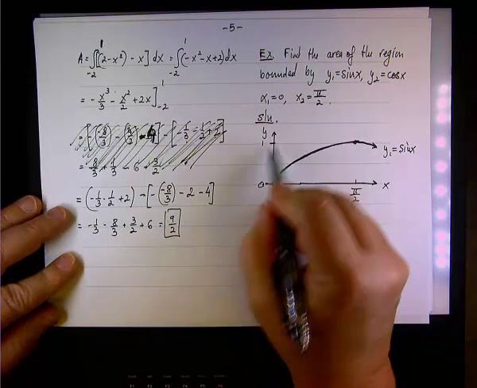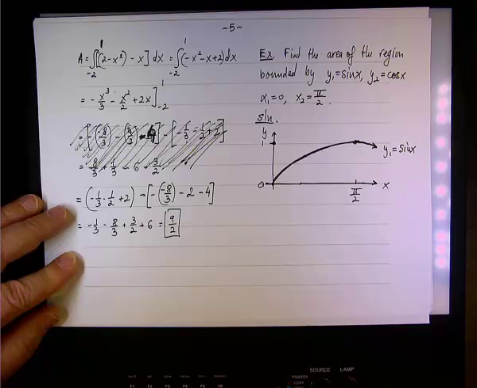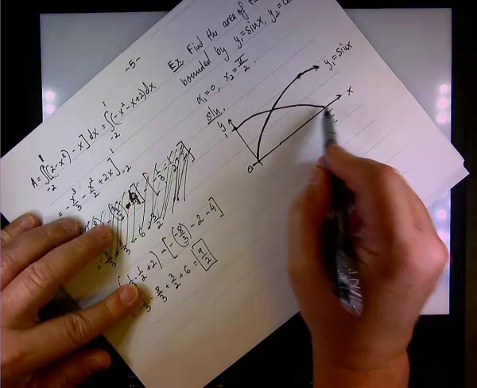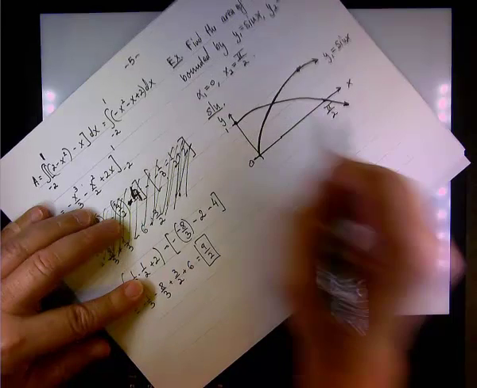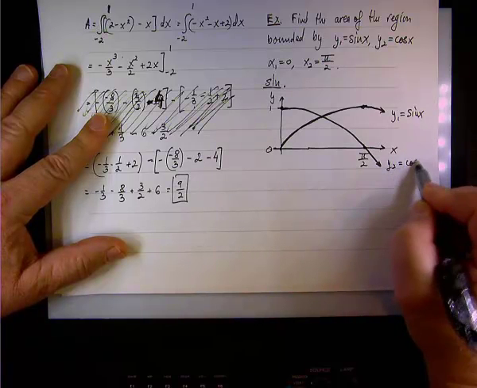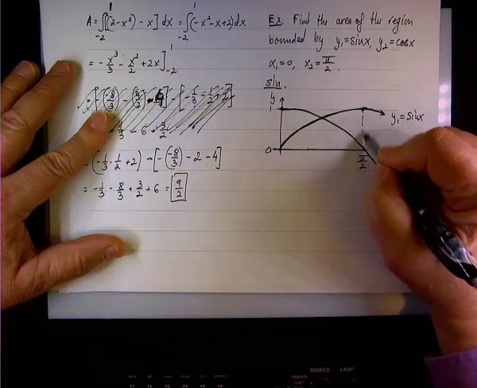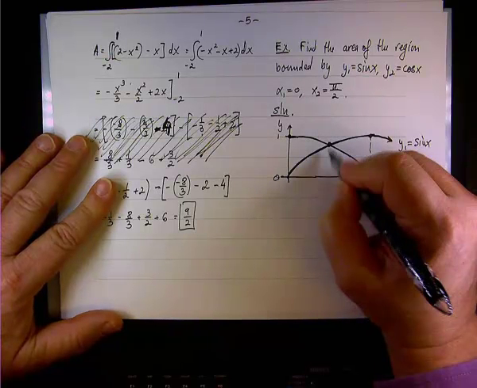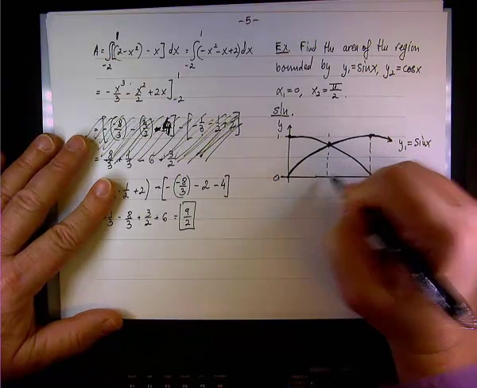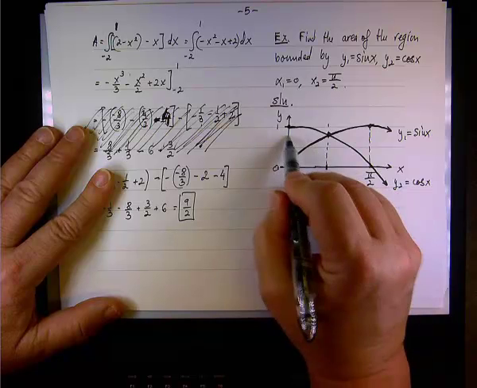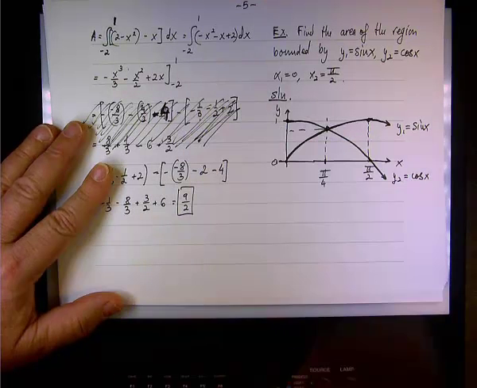The cosine of 0 is 1, cosine of pi over 2 is 0. So the curve looks like this. We continue at this point like so. So y2 equals cosine x, and we know that in the first quadrant, from 0 to pi over 2, cosine equals sine at pi over 4, both equal at this point, square root of 2 over 2.